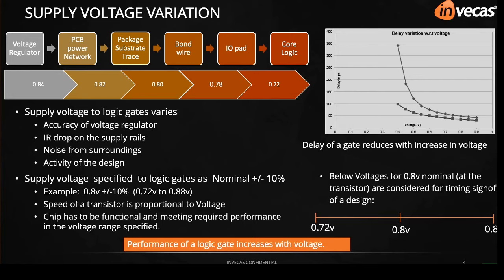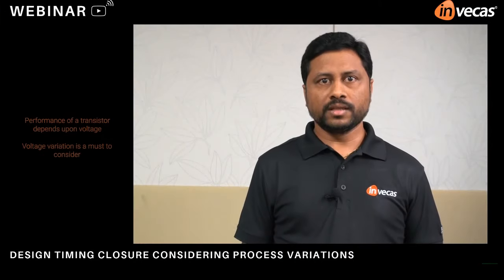By keeping all these things as context, if you want to make sure that the chip works even after these voltage variations, we need to make sure that the design is closed at different voltage conditions rather than only one, that is 0.8 volts. Because of this reason, we are going to do the timing closure not only at 0.8 volts but also at plus or minus 10% of the typical voltage. That means we are going to do the timing closure between 0.72 volts to 0.88 volts. So as a summary, the performance of the transistor really depends on the voltage, and all the voltage variations have to be taken into account whenever we are doing the design timing closure.